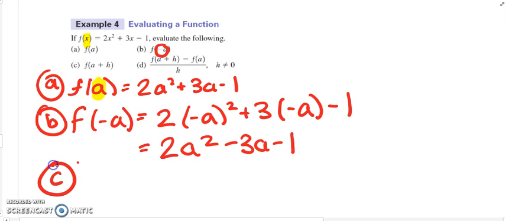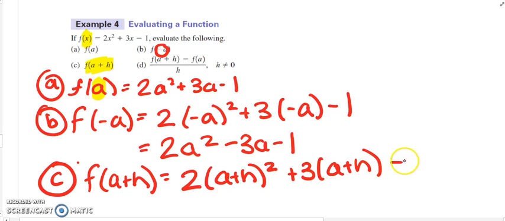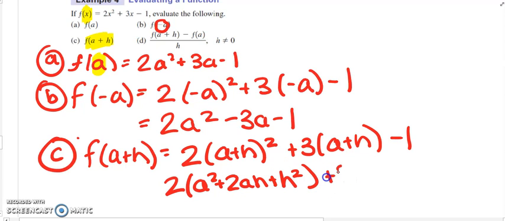Ooh, part C, a plus h. That's okay. Everywhere I see an x, I'm going to instead plug in an a plus h. So 2 times x, but x is a plus h squared, plus 3 times x, but x is a plus h. Now simplify. So a plus h squared, you're going to want to FOIL that out. And you can take some time to do that now if you need to, pause and distribute your 2 between all of that. Distribute your 3.